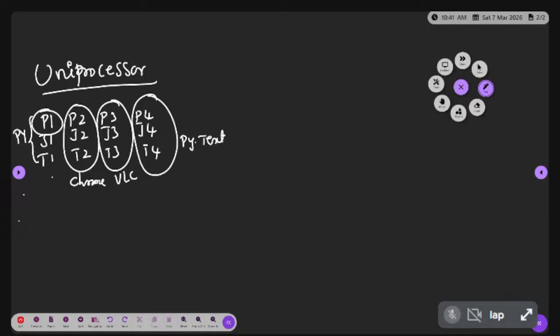At this moment, with a uniprocessor, we cannot accommodate all of them; we cannot run P1, P2, P3, P4 at the same time. The capacity of the system is that if you want to play songs, I will play them. In parallel, I cannot open Python or PyCharm to write something; it is not possible.